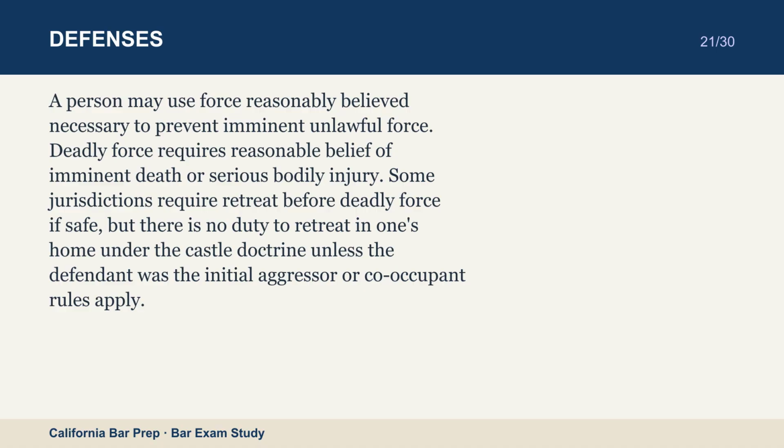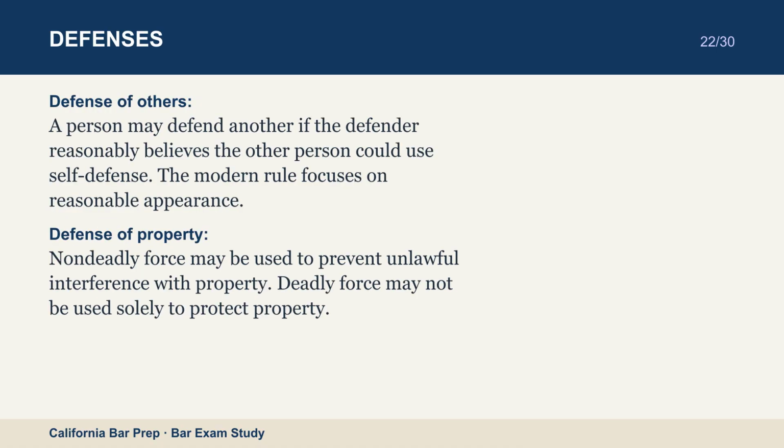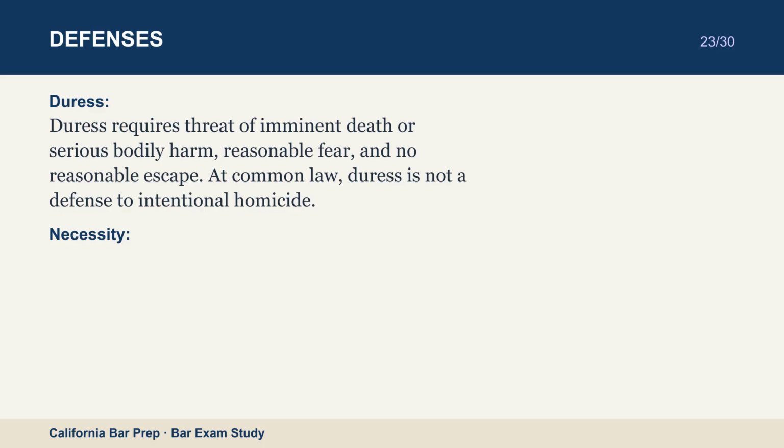Defense of others. A person may defend another if the defender reasonably believes the other person could use self-defense. The modern rule focuses on reasonable appearance. Defense of property. Non-deadly force may be used to prevent unlawful interference with property. Deadly force may not be used solely to protect property. Duress. Duress requires threat of imminent death or serious bodily harm, reasonable fear, and no reasonable escape. At common law, duress is not a defense to intentional homicide.